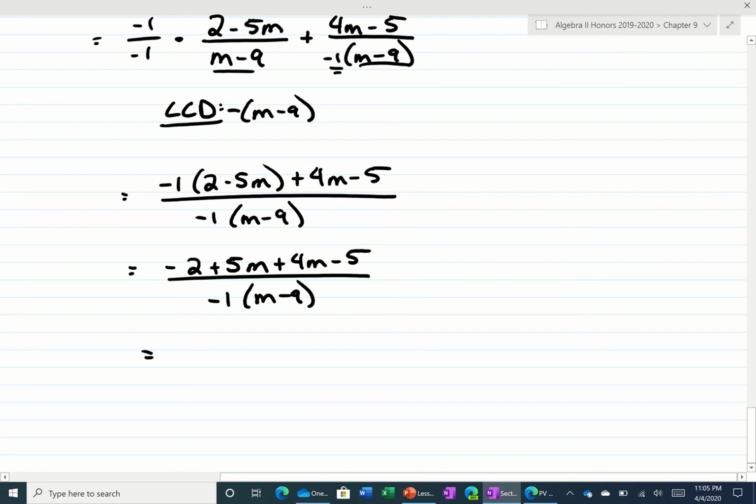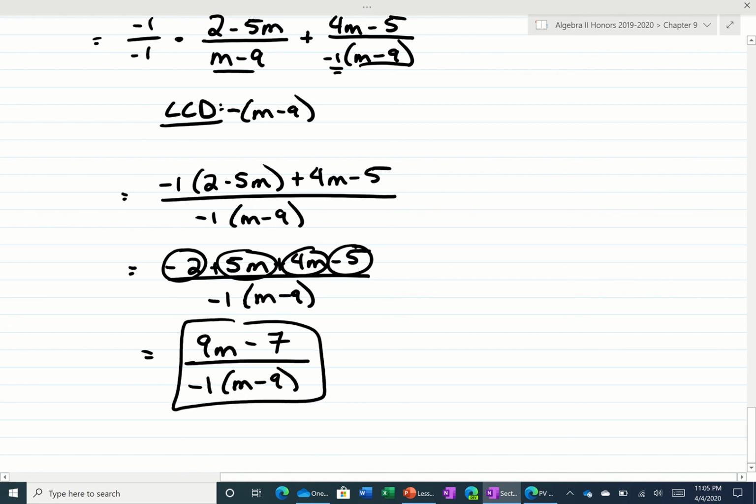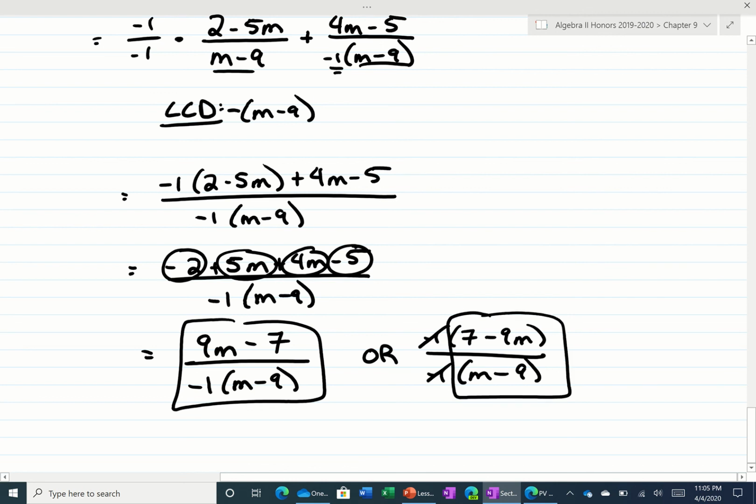Combine our like terms. 9m. -2 minus 5 is -7. And this would be a good answer. I mean, you could leave this alone if you want. If you wanted to, you could factor out a -1 from the top. It's not necessary to do the -1, but this would also be an acceptable answer.